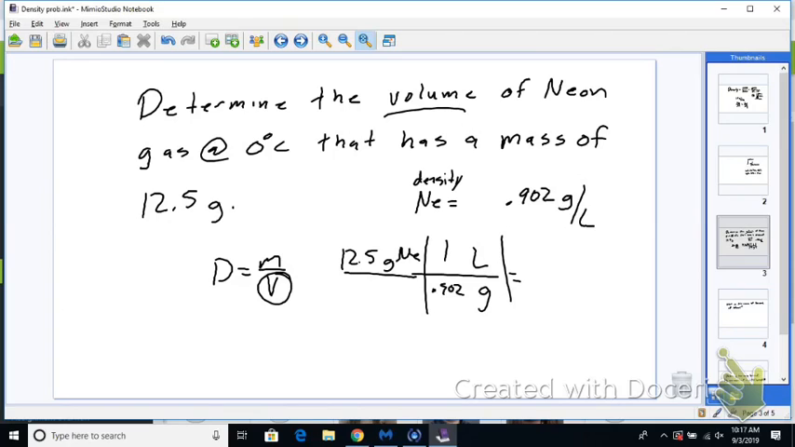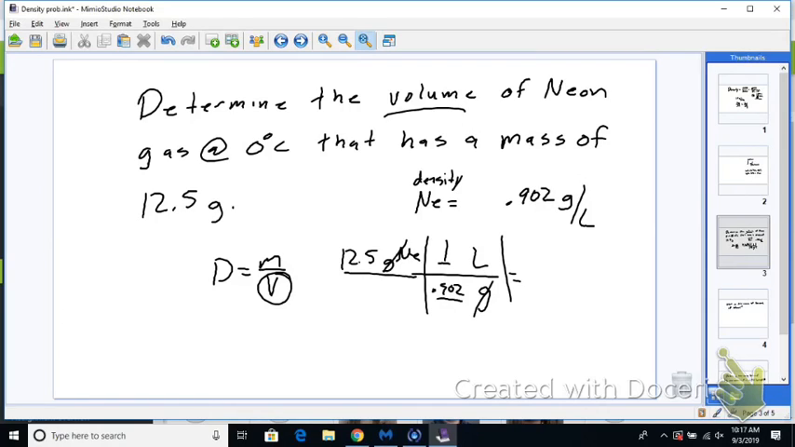So look at your units. Just like in conversion, boom, liters, I got it. My final answer is liters. Is this truthful? Yeah. 0.902 grams I will have of neon if I have a sample of 1 liter of it. So that is truthful. And that's at 0 degrees Celsius. Okay? And this is at 0 degrees Celsius. So when you go ahead and do that, your answer, I think, comes up to be like 13 something.